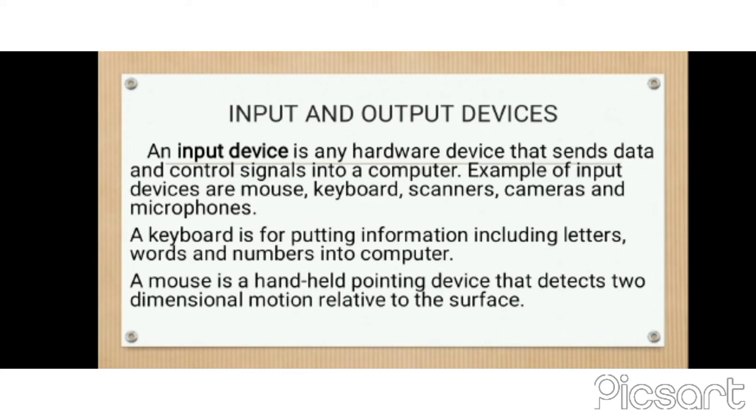Another example is a mouse. A mouse is a handheld pointing device that detects two-dimensional motion relative to a surface. So the function of a mouse is to point at different things on a computer, and also to click different things on a computer. Also, I'm going to talk about output devices.